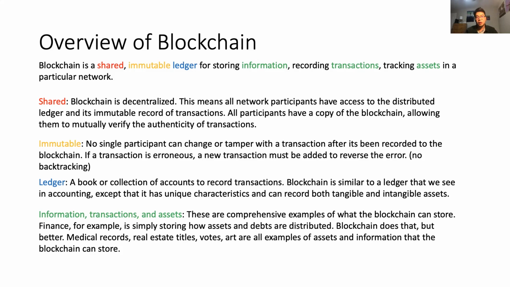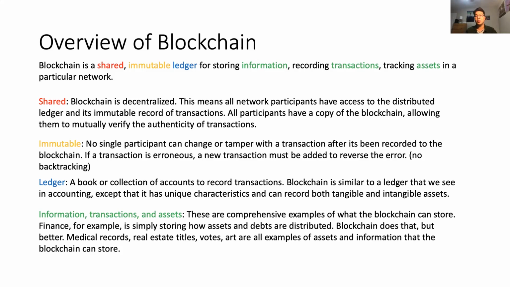The third part is the ledger. What's a ledger? A ledger is a book or collection of accounts to record transactions. Blockchain is similar to a ledger that we see in accounting, except it has unique characteristics that can record both tangible and intangible assets, right?